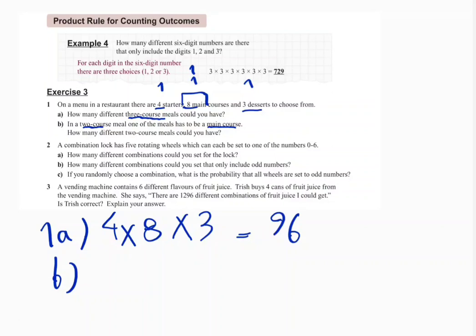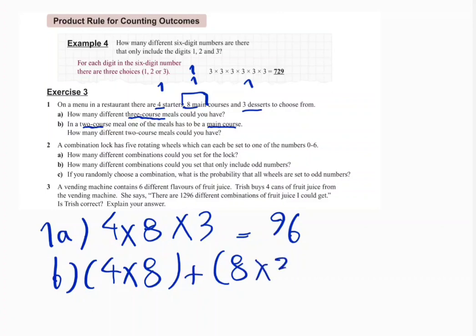And now the way we do this question is very simple. The first case is when we have a starter and a main. So we have 4 options for a starter and 8 options for the main, plus the second possibility, which is a main with a dessert, which is 8 options times 3. That's how we do this question, and it gives me 56. Okay, so that's it for the first question.